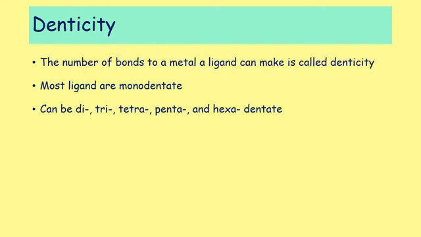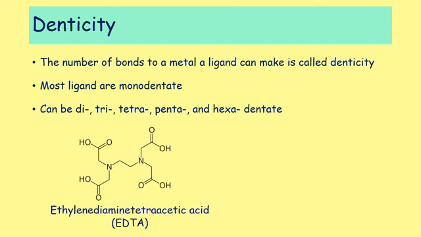Now, denticity is the number of bonds to a metal that a ligand can make. Most ligands are going to be monodentate. There will be a couple that are bidentate, but you can go all the way up to hexadentate. And you will need to know this one, EDTA. You don't need to know what it stands for. If you really want to, it's ethylene diamine tetraacetic acid.